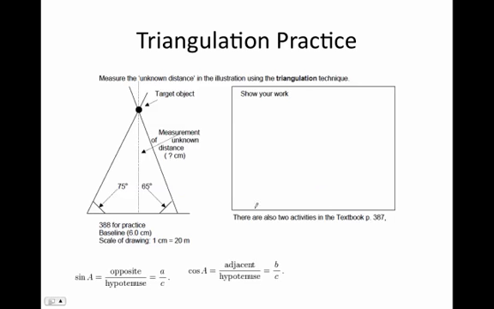Let's try this again. So here's the real object. Here's the target. And so I set up outside, I set up two angles, 65 and 75. I make sure I measure my baseline. And so my baseline is 20 meters.